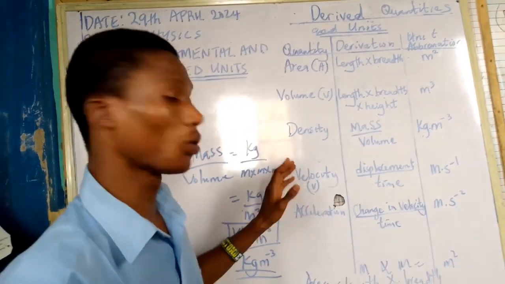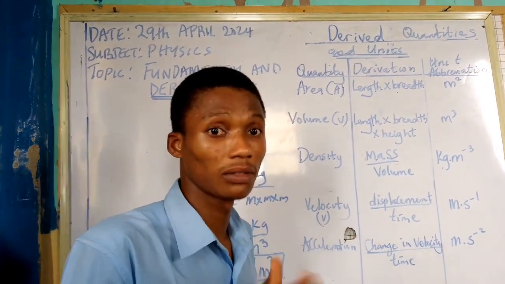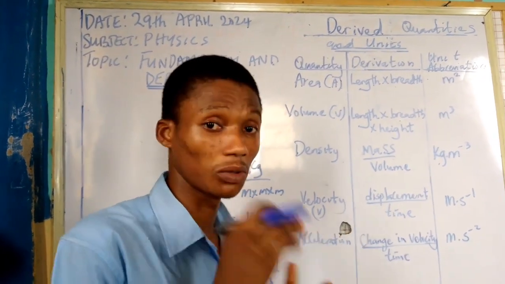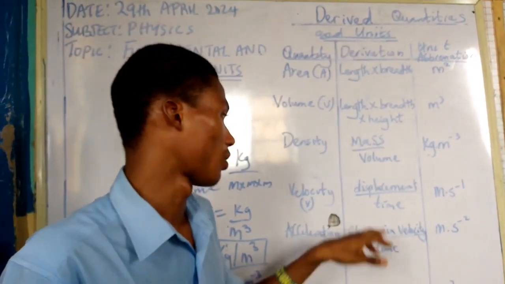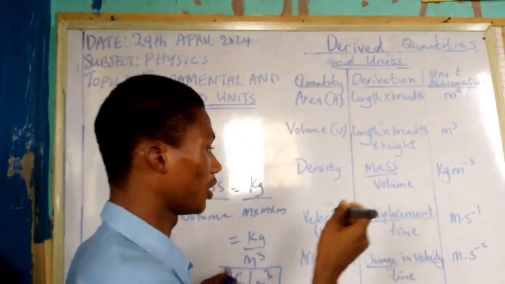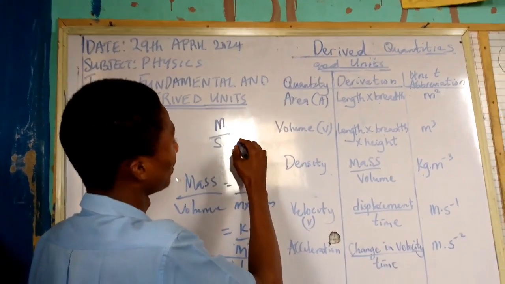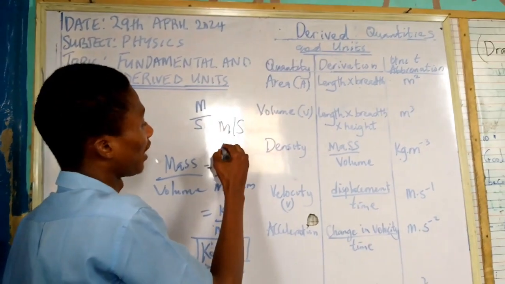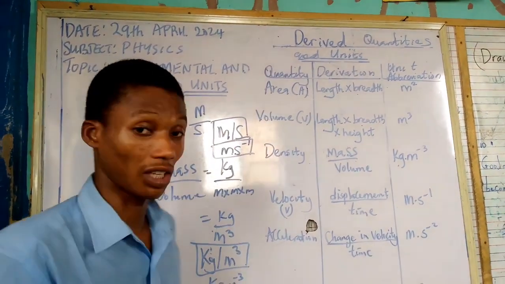Okay, all right. The same thing goes with velocity, displacement over time. Your distance and displacement are similar. Anyway, we'll talk in our upcoming videos about the difference between distance and displacement. So displacement is measured in meter, while your time, a fundamental quantity, is measured in seconds, which gives us meter over seconds. So you can write it as m/s, meter per second, or you write it as meter per seconds. Any of these is accepted.